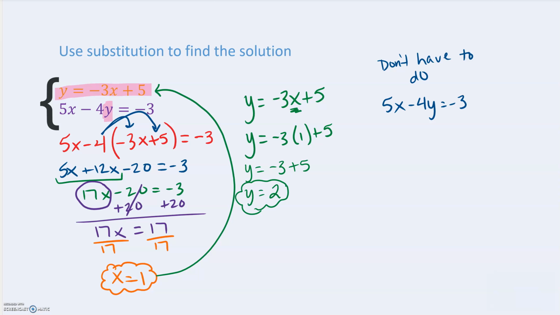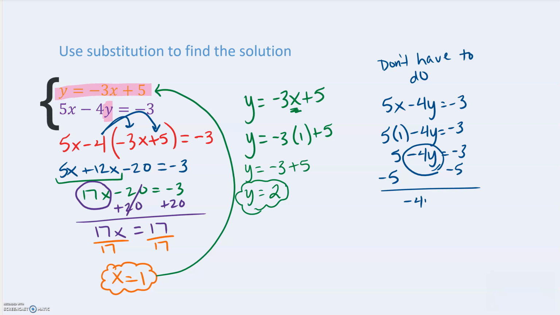And again, we're going to substitute 1 in for x. So we're going to say 5 times 1 minus 4y equals negative 3. This becomes 5 minus 4y equals negative 3. This is my circle of don't touch, so I'm going to subtract 5 from both sides, and I end up with negative 4y equals negative 8. Divide both sides of this equation by negative 4, and I get that y equals 2, which is exactly what we got earlier.